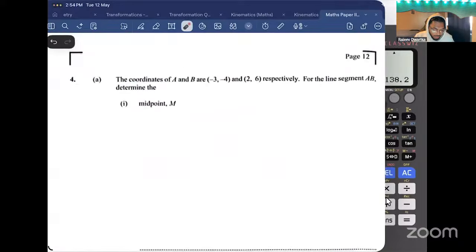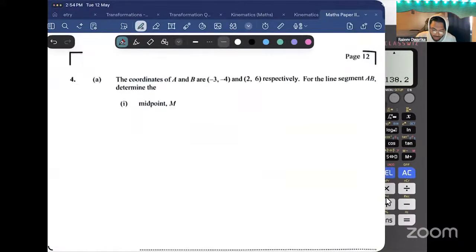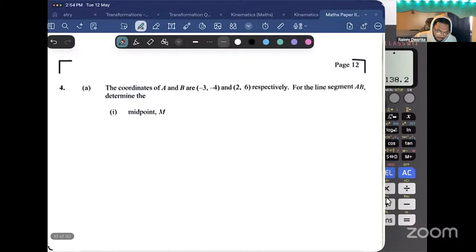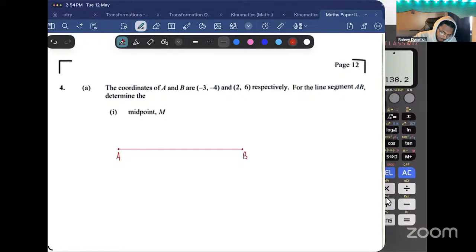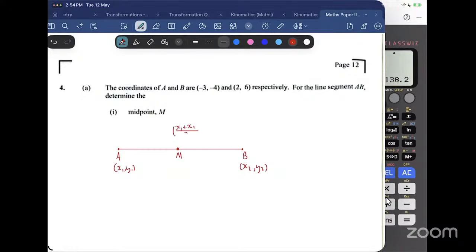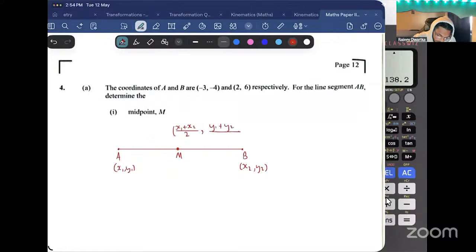The coordinates of A and B are (-3, -4) and (2, 6) respectively. For the line segment AB, determine the midpoint. How do I find the midpoint for a line segment? You use x1 plus x2 divided by 2. Correct. If I have a line segment AB, I could call A (x1, y1) and B (x2, y2). The midpoint would be given by x1 plus x2 divided by 2, and y1 plus y2 all over 2.